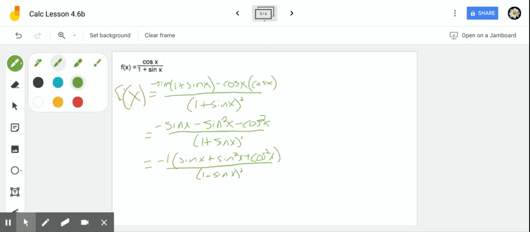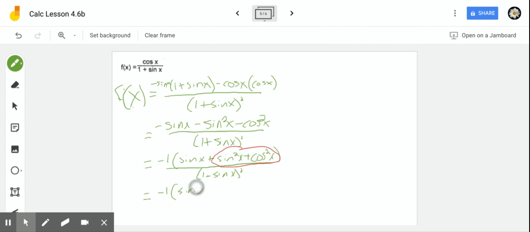And then right here, let me circle this: sine squared plus cosine squared. Hopefully you recognize that from your favorite Pythagorean identity. Sine squared plus cosine squared is 1. So we have negative 1 times (sine x plus 1) over (1 plus sine x) squared.